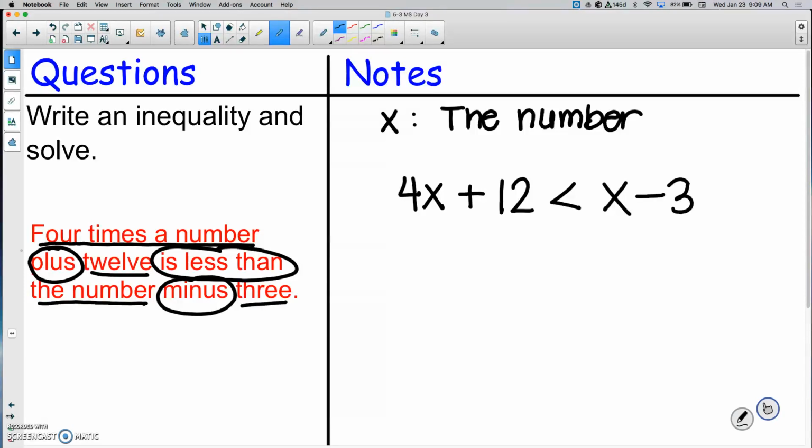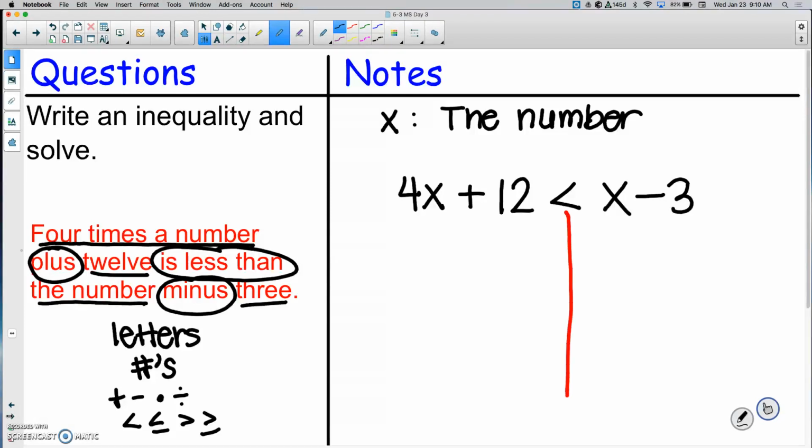Okay, so the things that I circled, the plus and minus and the is less than, are representing our math operations and our inequality symbol. Remember that what we need in our equation, we're going to need at least one letter. We're going to need numbers. We're going to need math operations. And we're going to need an inequality symbol. So there's 4 things that we're looking for. Letters, numbers, math operations, inequality symbol. Now that we've got our inequality, we can solve it.